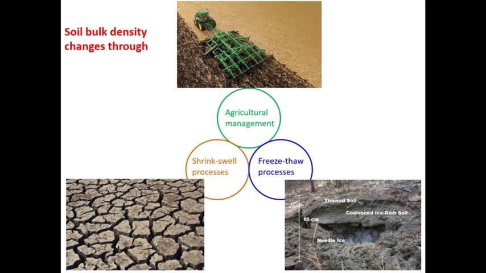Freeze-thaw processes: when water freezes, it expands about 9%. So as water in moist soil freezes, it produces pressure in soil cores. So the cumulative effect of freeze-thaw cycles and disruptions of aggregates can cause expansion, cracking, and crumbling of the soil.